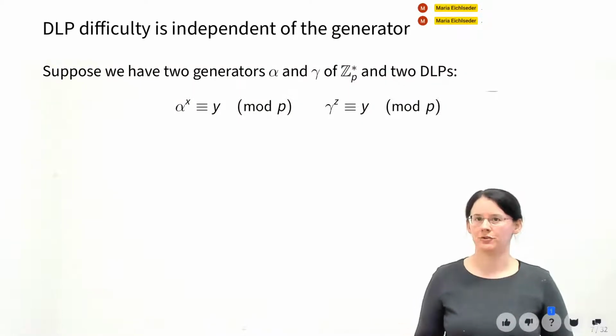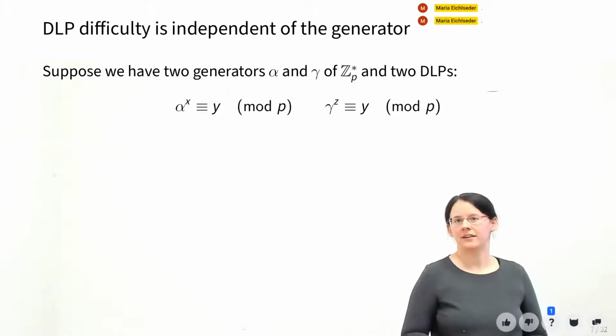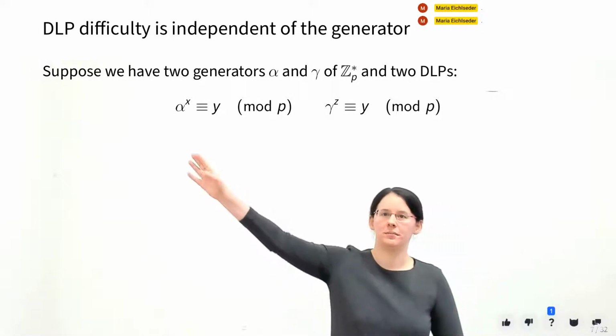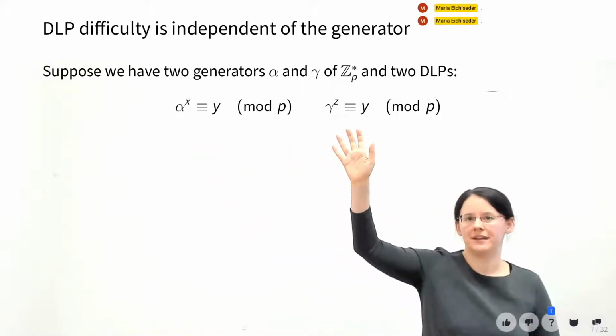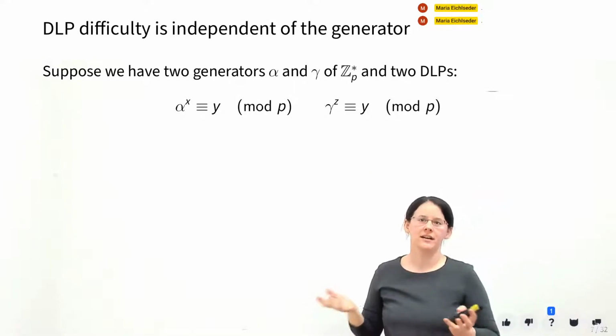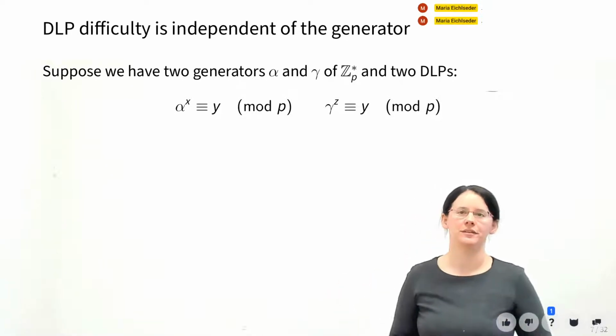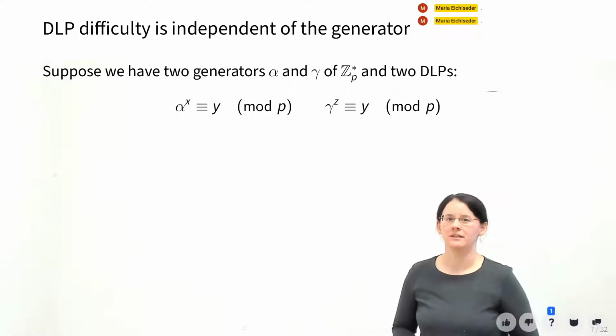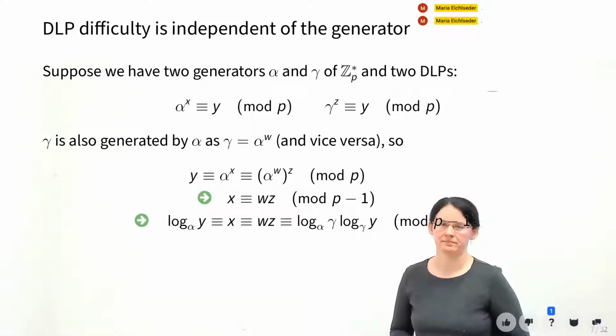So assume I have two generators, let's call them alpha and gamma, and I'm now trying to solve one of two discrete logarithm problems. One is to the base alpha and one is to the base gamma, with the same target element. The question is, is one of the two fundamentally easier than the other? Is there some property of the generator that I can exploit for this? As it turns out, no, it doesn't really make a difference, and I can see why that is as follows.